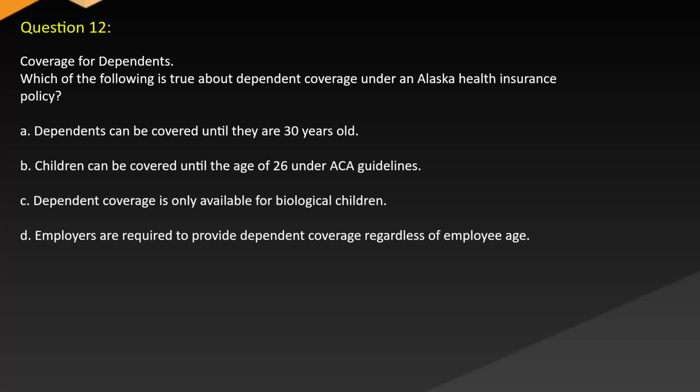Question 12. Coverage for dependents. Which of the following is true about dependent coverage under an Alaska health insurance policy? A. Dependents can be covered until they are 30 years old. B. Children can be covered until the age of 26 under CAG guidelines. C. Dependent coverage is only available for biological children. D. Employers are required to provide dependent coverage regardless of employee age.